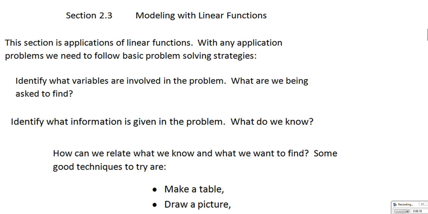First, identify what variables are involved in the problem. What are we being asked to find? What's changing? What's unknown? Second thing we want to look for is what information is given in the problem. What's fixed? What do we know for sure is going on? And then we want to relate what we know and what we want to find.